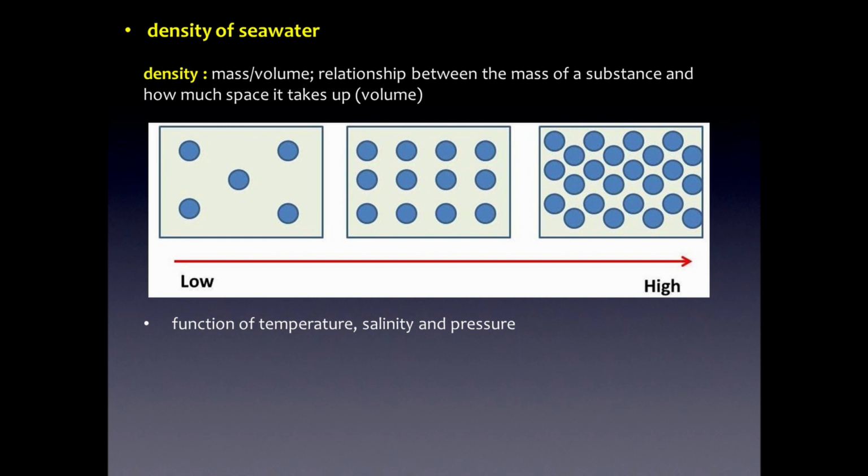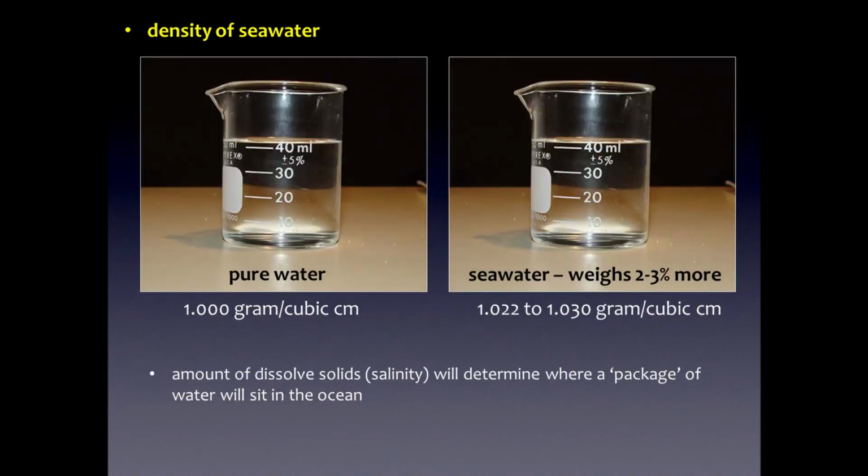What we'll find out with seawater is that the density of seawater is a function of temperature, salinity, and pressure. Here we have two beakers of water. The one on the left is a beaker of pure water. The one on the right is a beaker of seawater. The density of pure water at 4 degrees Celsius would be 1 gram per cubic centimeter. That same amount of seawater, at 4 degrees Celsius, is going to weigh about 2 to 3% more. It's going to be denser.